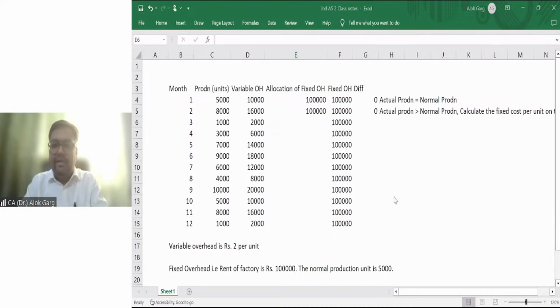Is it clear or not clear? Vimal, this 3,000 will not go to P&L. This will go to your fixed cost only, right?